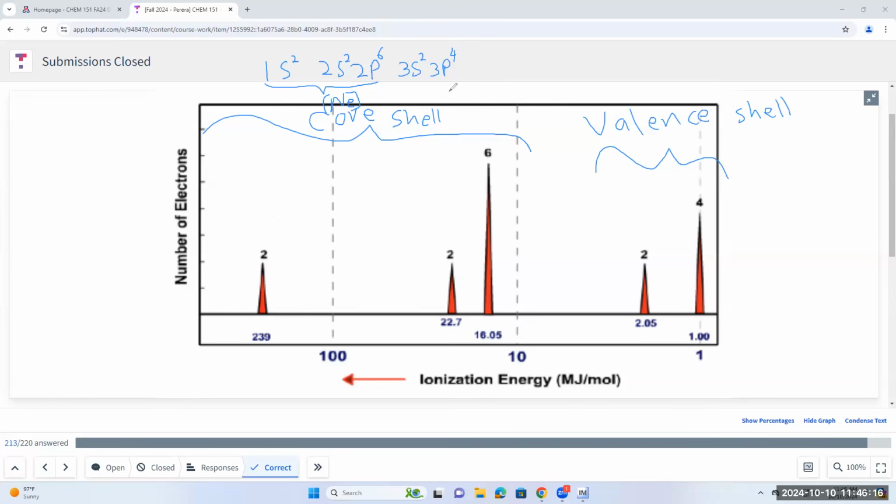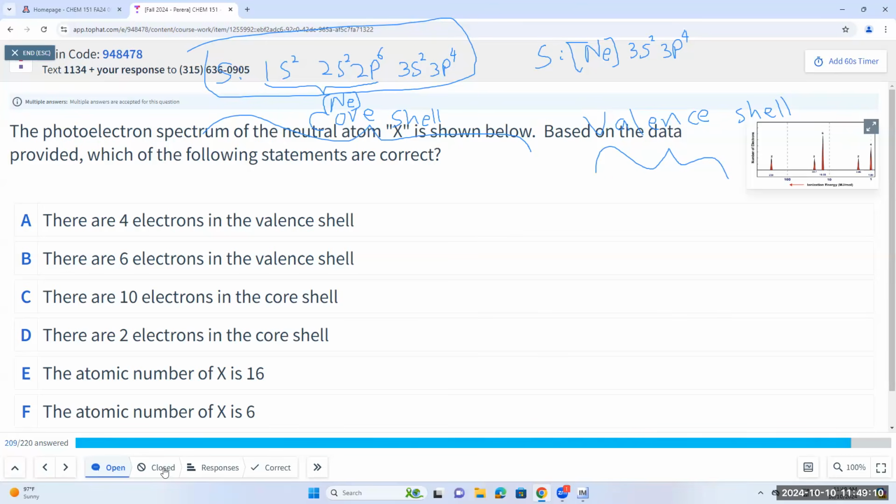So when we write the electron configuration, I believe this is 16, it should be sulfur, right? Sulfur. When you write the electron configuration, you can either write this, or you can write the electron configuration of sulfur as neon core shell and 3s2, 3p4. This is called the noble gas notation for the electron configuration. In 5, 4, 3, 2, and 1.